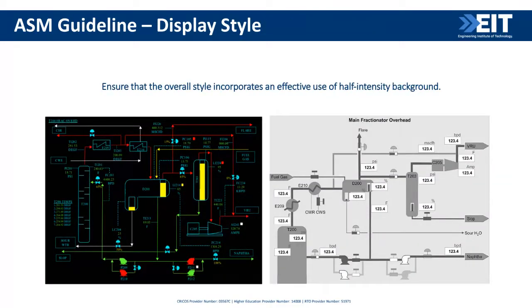Okay. So the next guideline is actually with the display style, and the guideline itself is: ensure that the overall style incorporates an effective use of half intensity displays, right? It's important to draw the operator's attention to the most informative part of the display, which is either the process value or the alarm, and reduce their attention to objects that do not change, like for example equipment layout or flow lines.